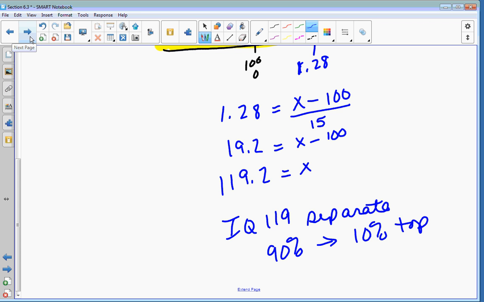That concludes our section on the application of the normal curve. You'll be doing a lot of problems to get practice on this.